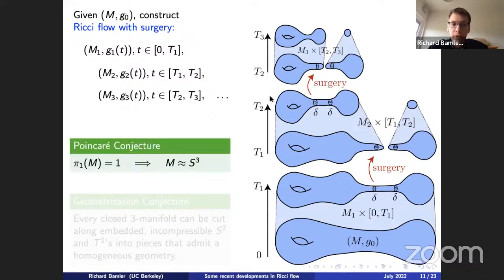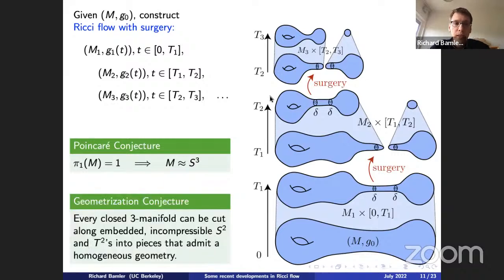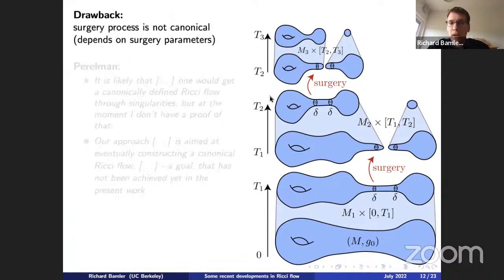This flow then led Perelman to deduce 2 very important topological applications. The first one was the Poincaré conjecture, stating that every simply connected 3-manifold has to be the 3-sphere. And also the geometrization conjecture, which classifies 3-manifolds up to their hyperbolic pieces. As you can see, this Ricci flow with surgery was an extremely powerful tool in studying the topology of 3-manifolds. However, I would claim that this construction had a drawback, and the drawback was that the surgery construction is not canonical.